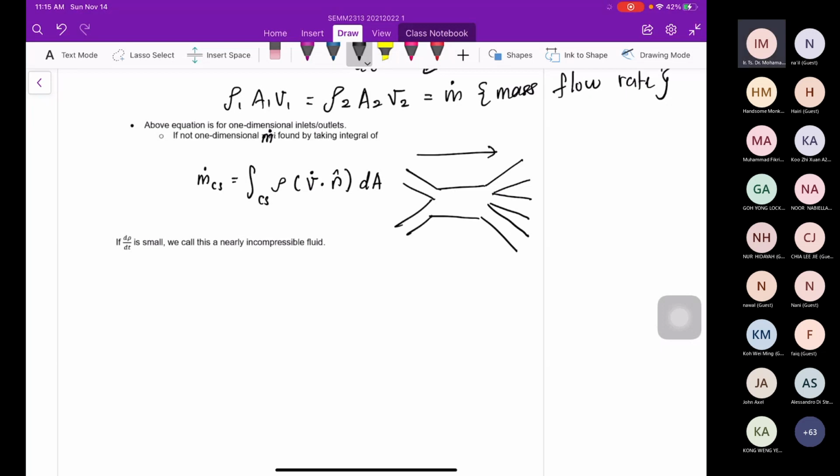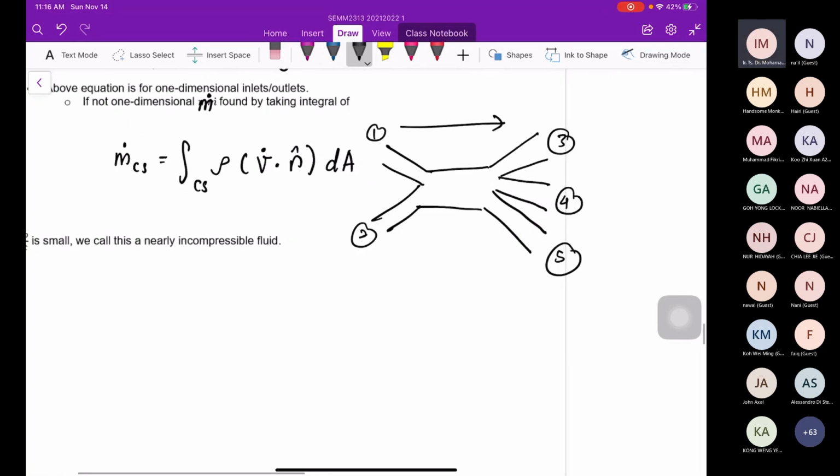Can you see the flow from here? We have inlet 1, inlet 2, and outlet 3, outlet 4, outlet 5. So you have to integrate in order to get the output. Okay, inlet 1 and outlet. This is inlet. This is outlet. You can see multiple flows. At the inlet we have 2 flows, the outlet has 3 flows.